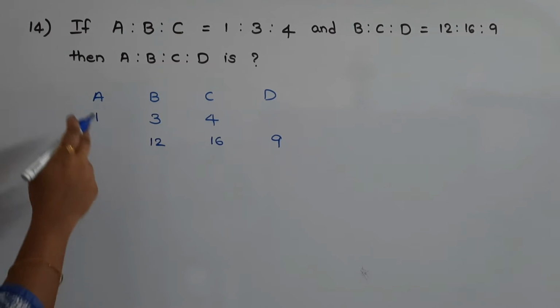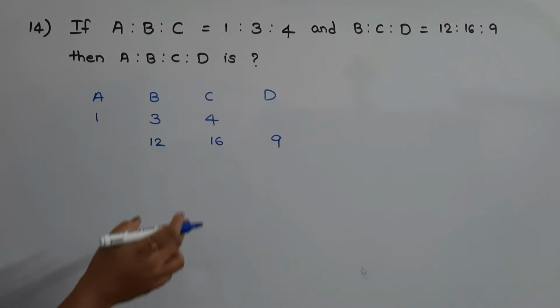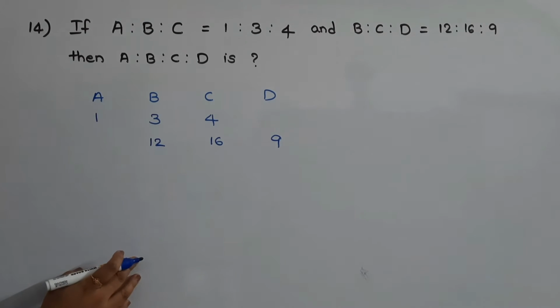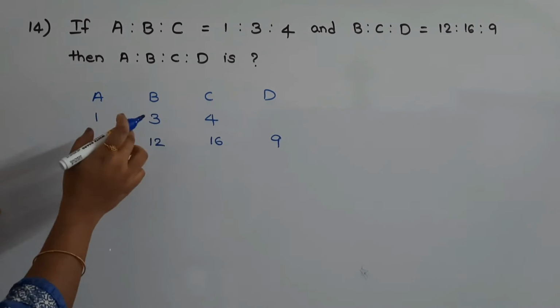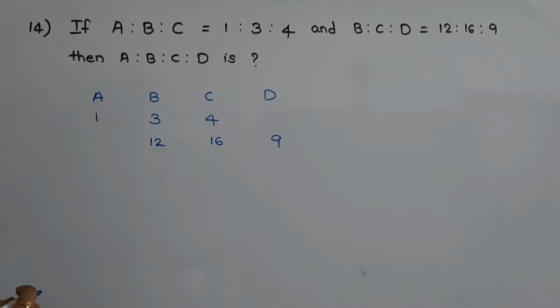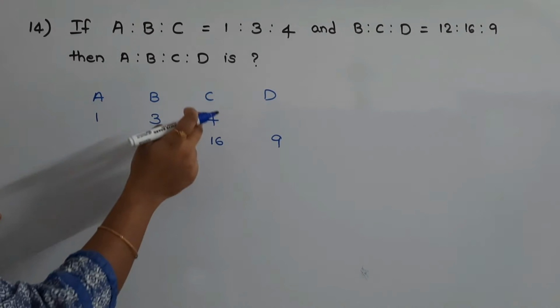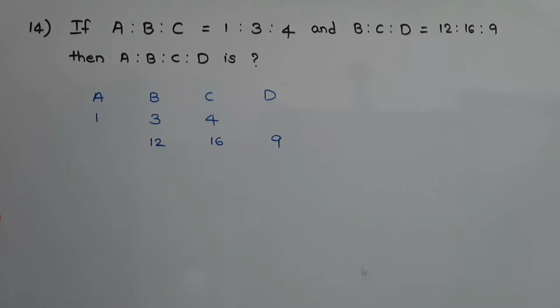Now, in order to find out A is to B is to C is to D, the first step is to make the middle terms same. Here the common terms of both the ratios are B and C. So, we need to make the value of the B same and also the value of the C same.